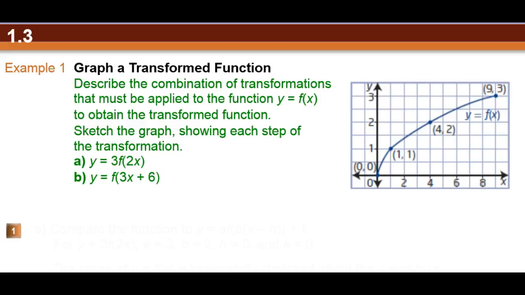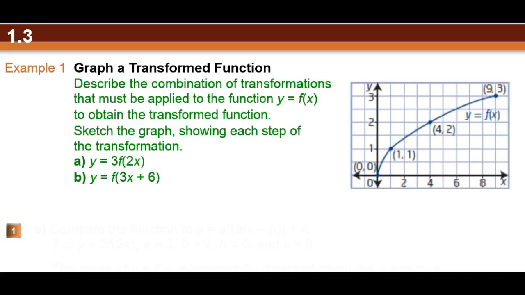Okay, so this would be a horizontal stretch of a third, and this would be what? Yep, a horizontal shift to the left 2, right? -2. We could put negative there. Okay, so that's our description of what's happening.